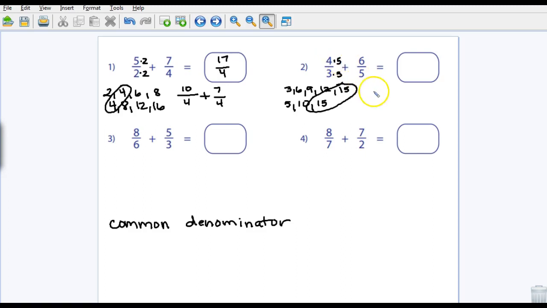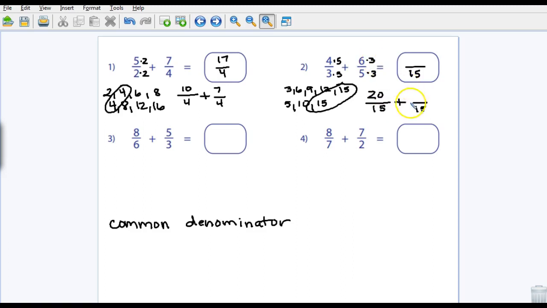So 4 times 5 is 20. And we already decided that 3 times 5 was 15, right? So I'm going to bring that down. And I know that my denominator is going to be 15, so I can just fill that in my little box here. So I need to multiply 5 by what to make it 15? 5, 10, 15. I need to multiply it by 3. Okay, so I'm going to multiply 5 times 3, and I already know this is going to give me a denominator 15. That's my goal, to have that same denominator.